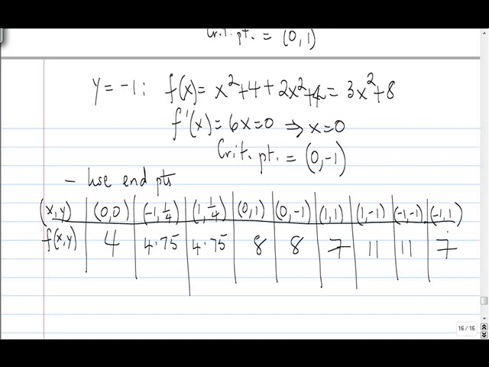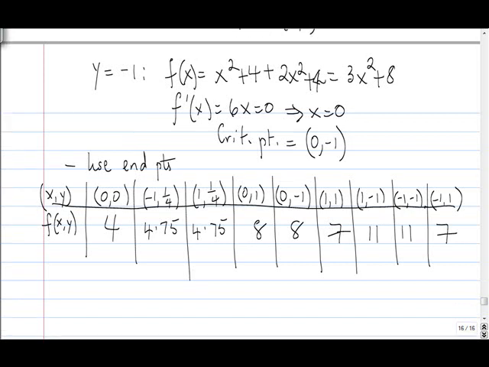Okay, what's our global max? The 2 11s, these two. Global max. And what's our global min? 4. Global min. Finito. What a problem.